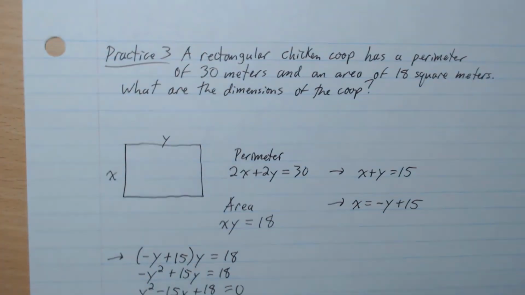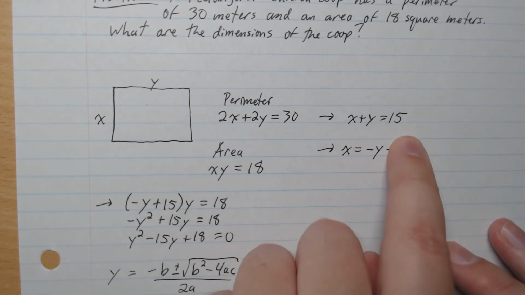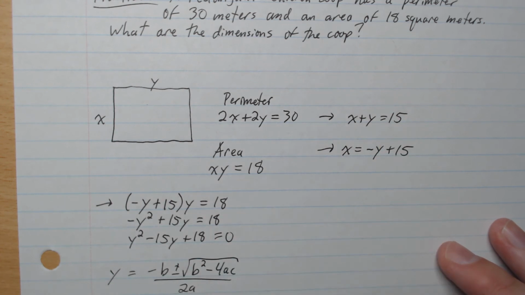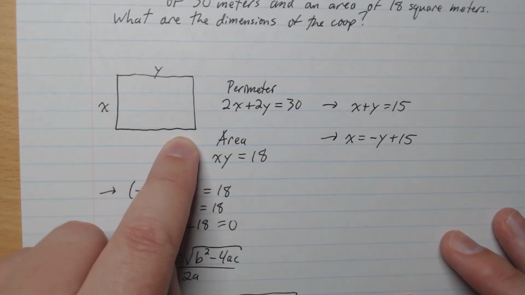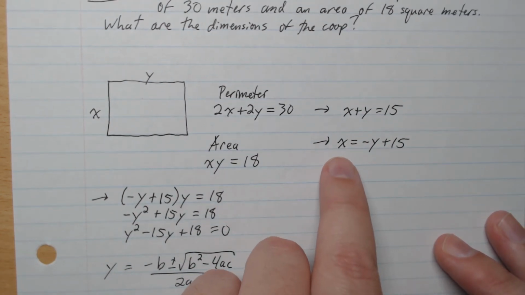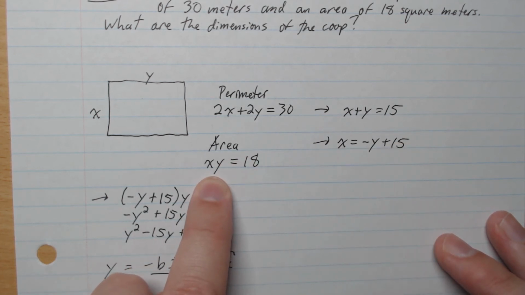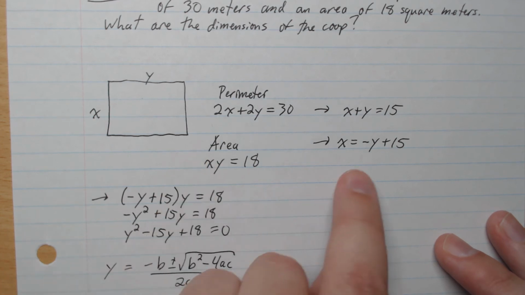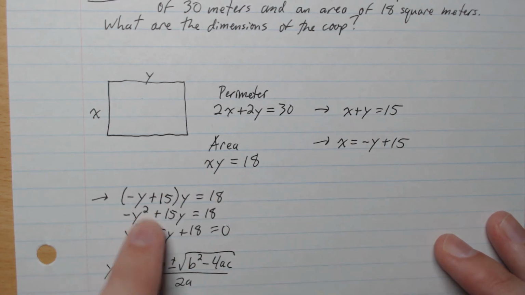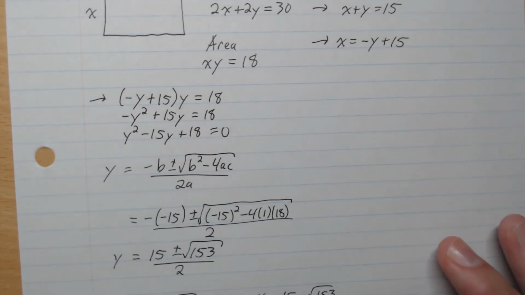Okay, we're back. So what we have is a rectangle with sides x and y. The perimeter is 2x plus 2y equals 30, and this reduces to x plus y equals 15. The area is x times y, and the problem gives 18. So we're going to isolate x from here, so we get negative y plus 15, and plug it into this other equation. So this x is being replaced by negative y plus 15. So (negative y plus 15) times y equals 18.